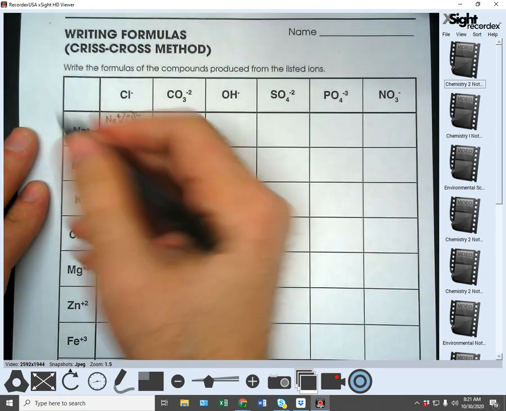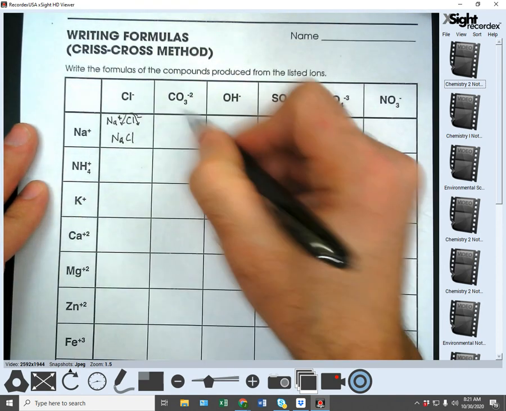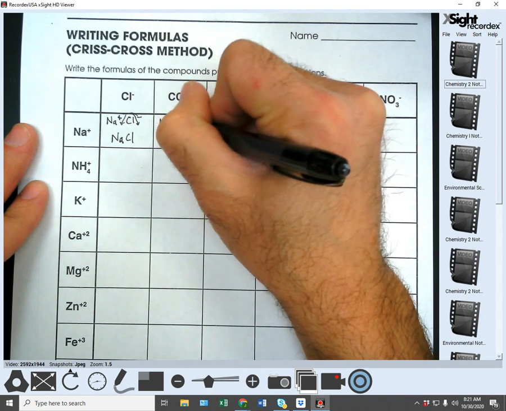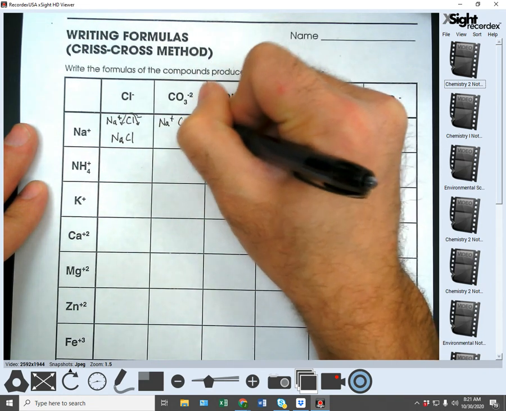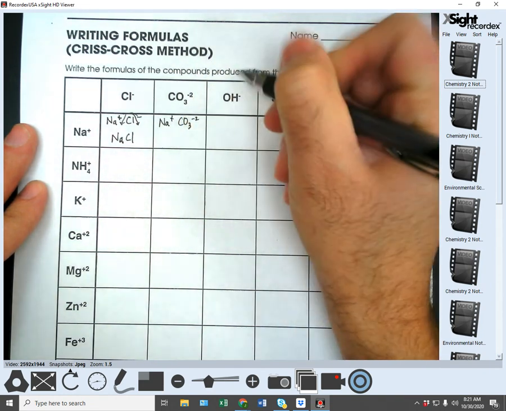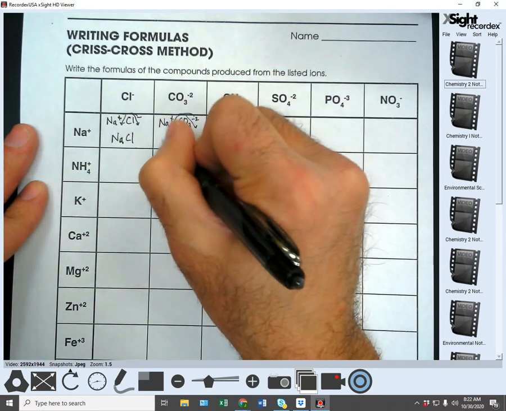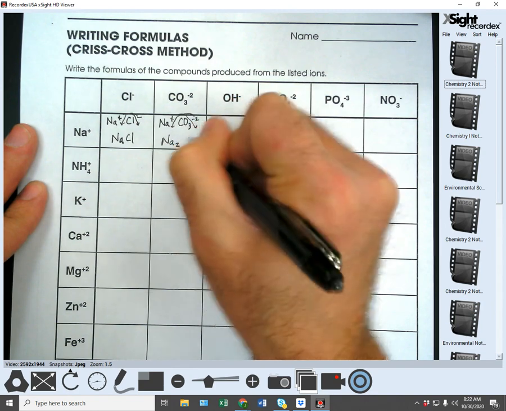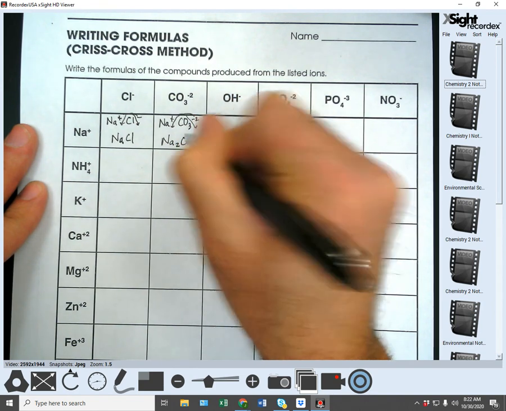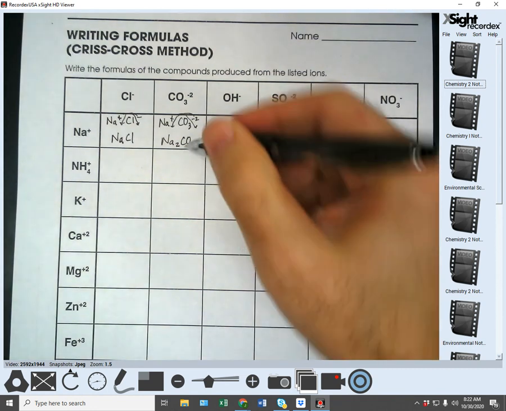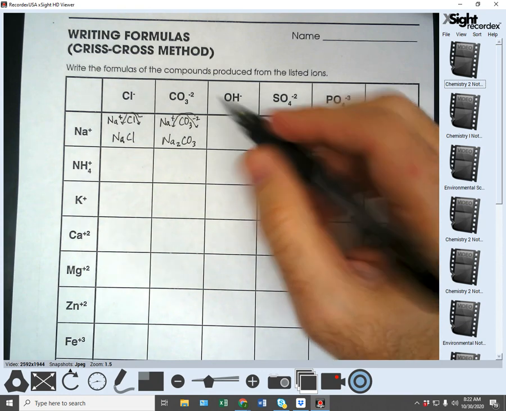And then you just keep combining. So like this one here, this box is going to be the Na plus 1 combining with the CO3 negative 2. Can't really reduce anything. You cross down. We end up with Na2CO3. We don't need parentheses because we're not bringing anything other than a 1 down. Okay. All right.